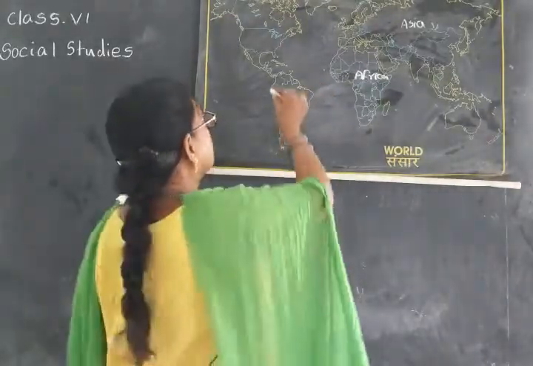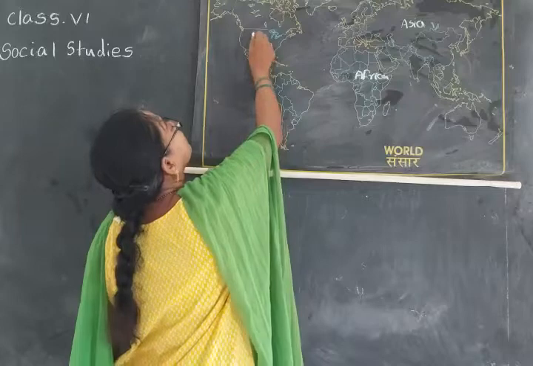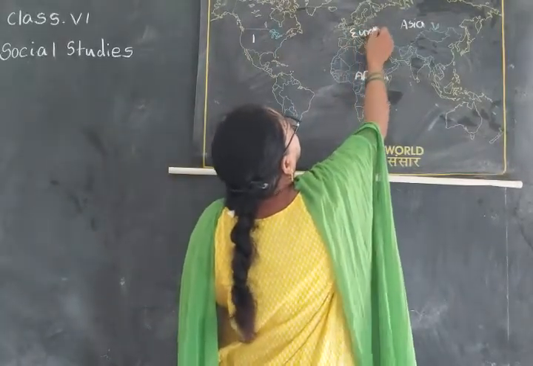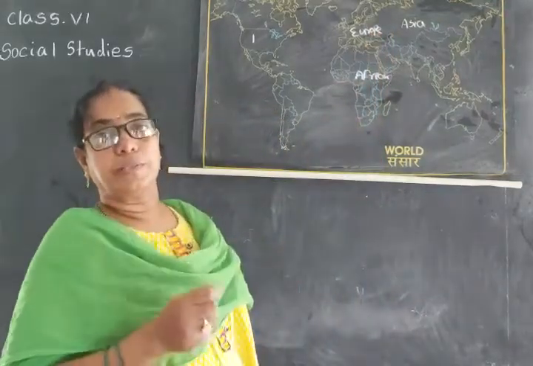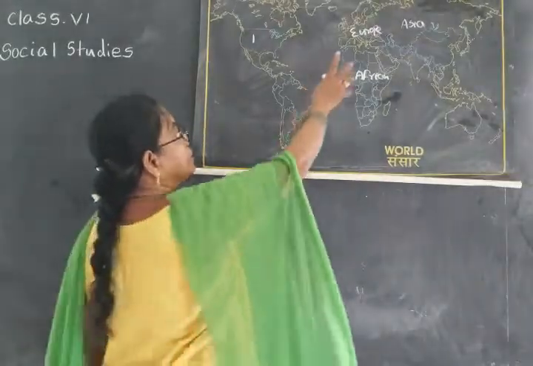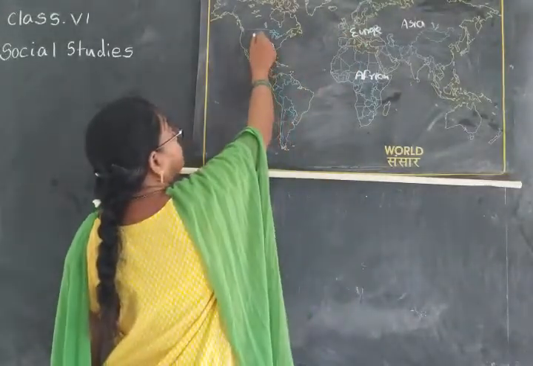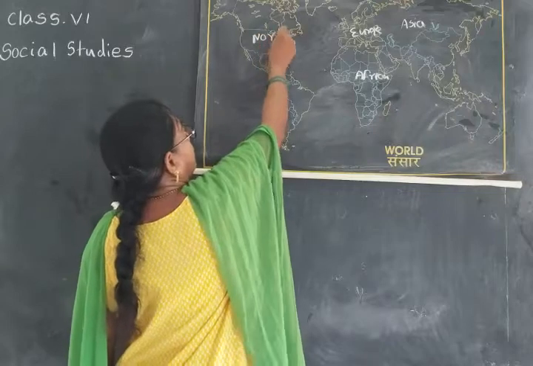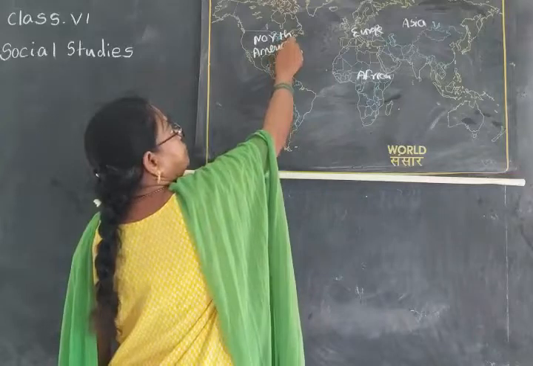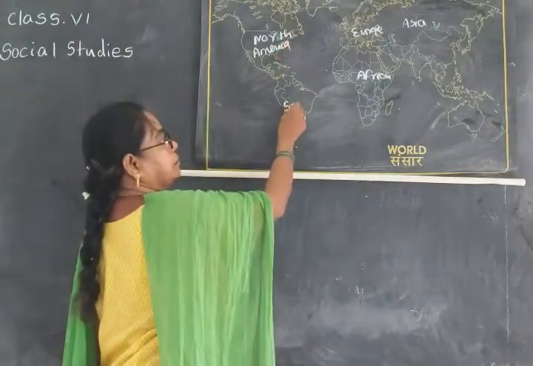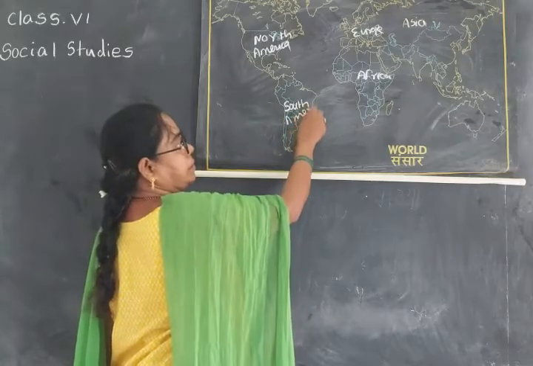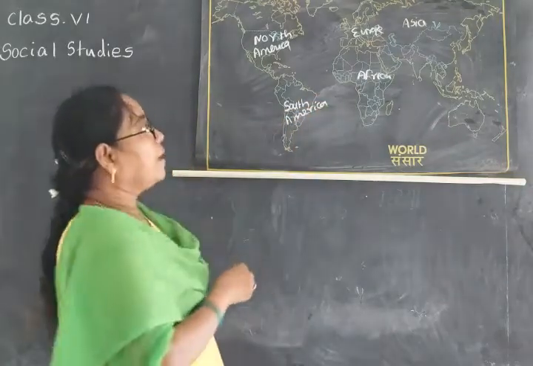Next, third is Europe. We mark Europe first. What is the specialty of Europe? Europe is the continent which does not have any desert. No desert is there in Europe. And then next one is North America. North America. Next one is South America. Okay, South America.